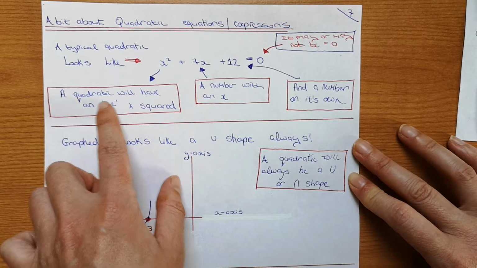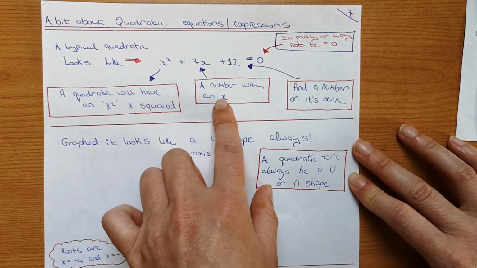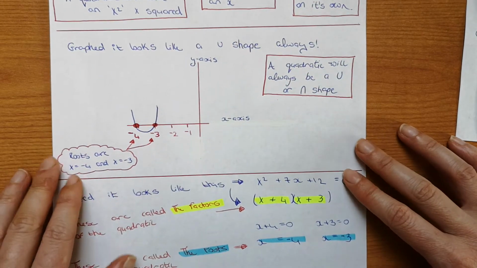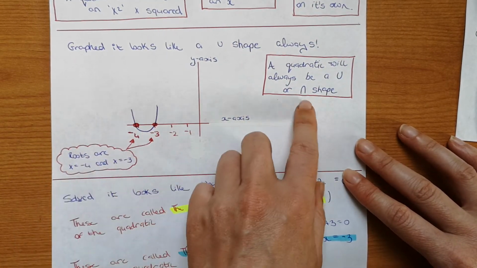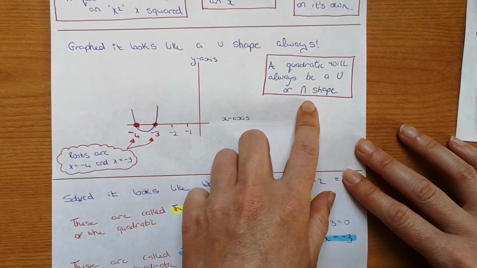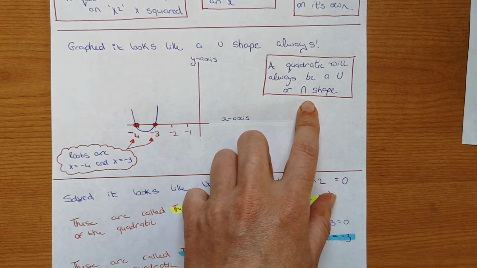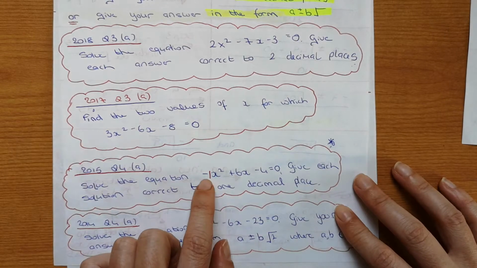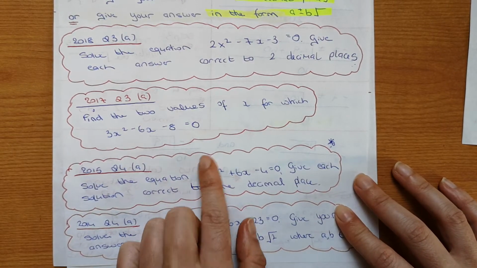equals. All right, a quadratic will always have an x squared. It'll always have a number with an x, and it'll always have a number on its own. When you draw out a quadratic, it'll look like a U shape, or it could be a negative, it could be an N shape. Okay, so for example, this guy here, when you draw him out, he would be an N shape.